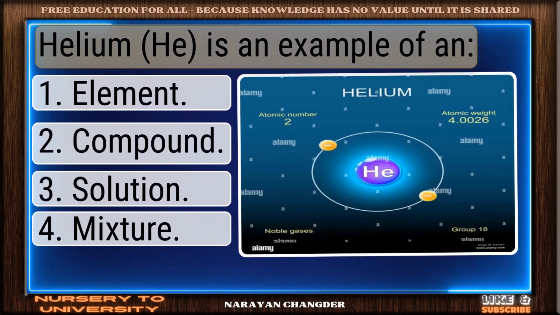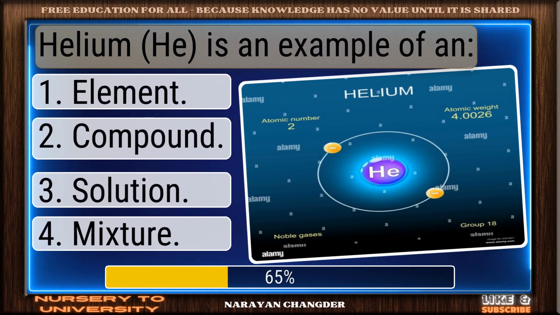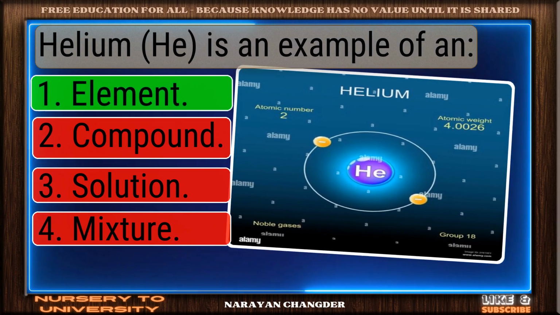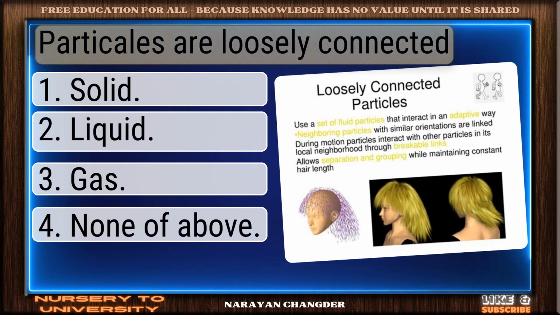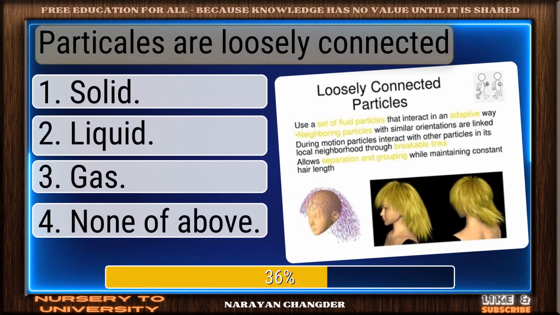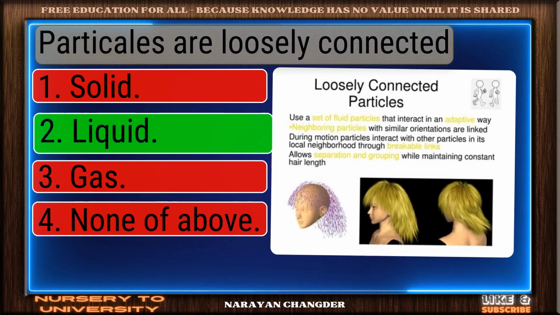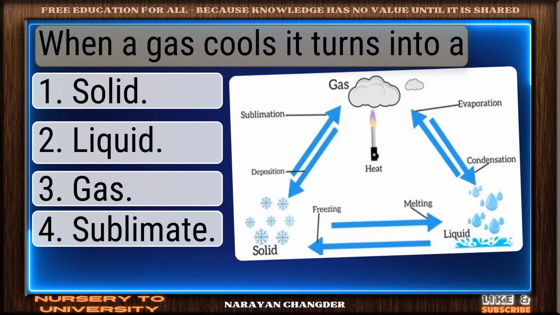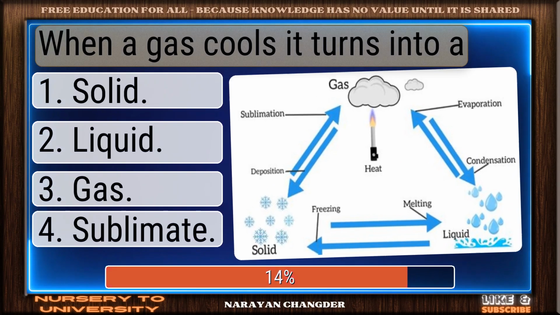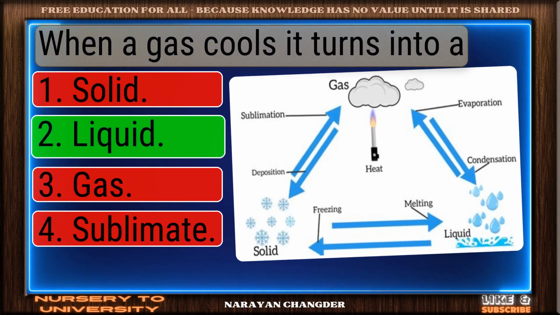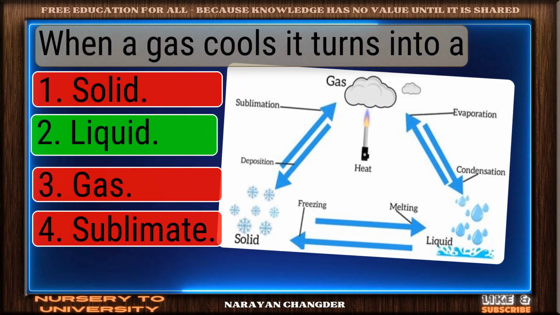Helium is an example of an. Excellent choice. Element is the right answer. Particles are loosely connected. Solid response. Liquid is a valid choice. When a gas cools, it turns into a. You got it. Your choice liquid is right.